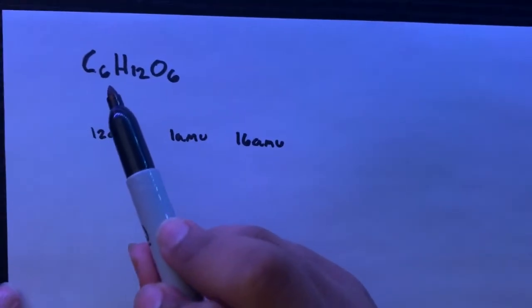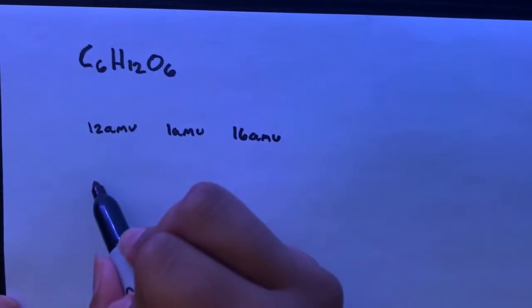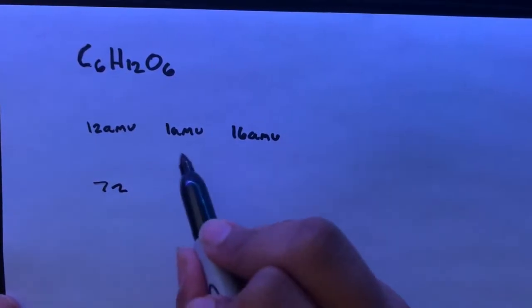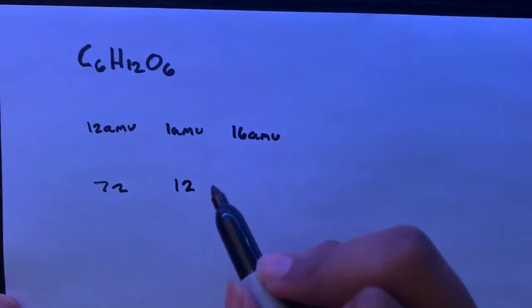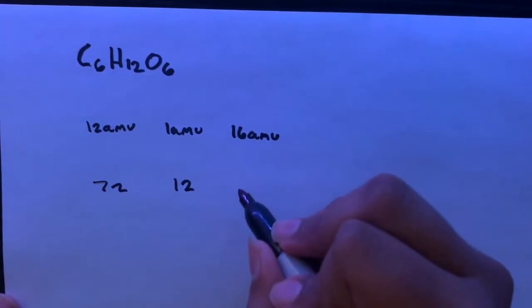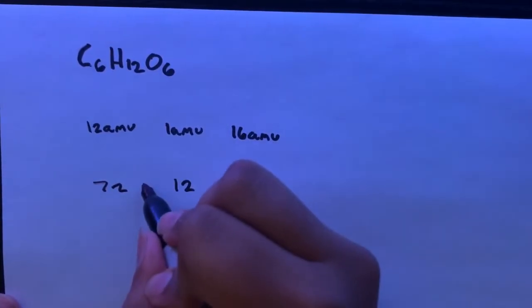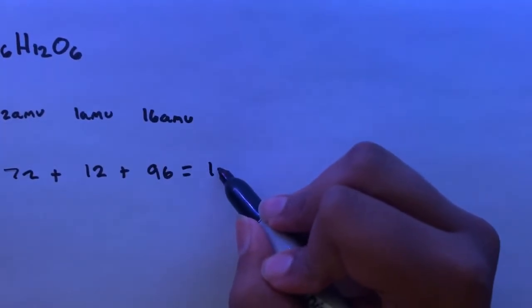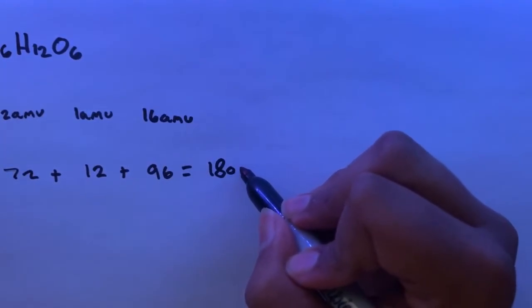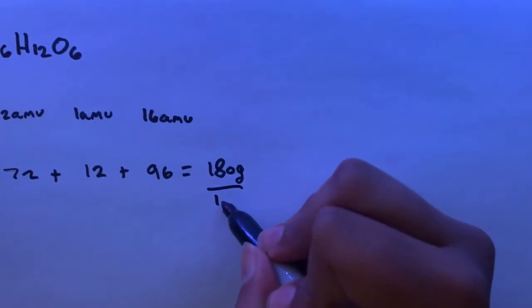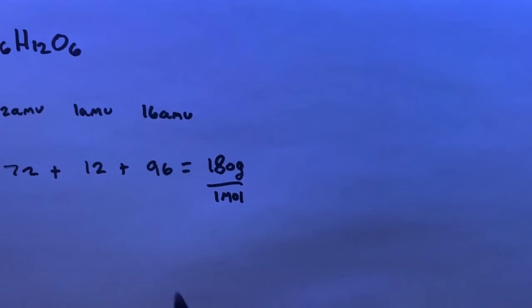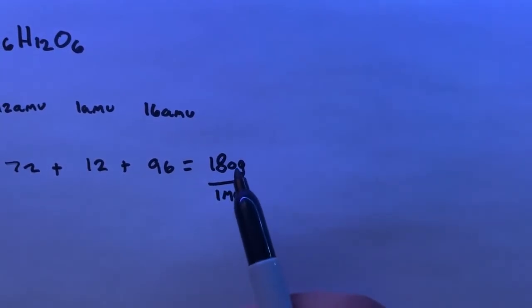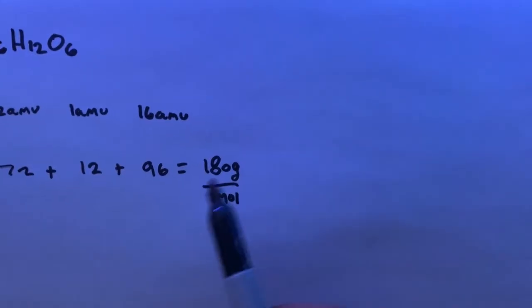But since there's not just one of each kind of atom, there's 6, 12, and 6, we need to multiply these. So 12 times 6 is 72. 1 times 12 is 12. And 16 times 6 is 96. So now we need to add all of these up. And that will give us 180 grams per mole, per 1 mole. So in 1 mole of glucose, we have 180 grams. So this is our base conversion.